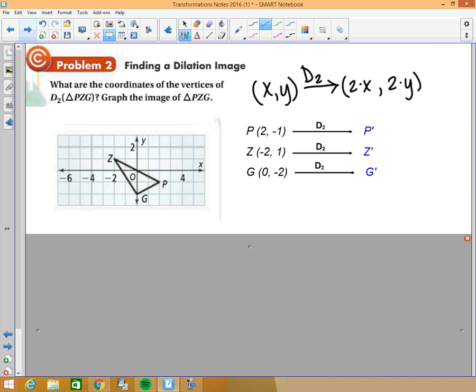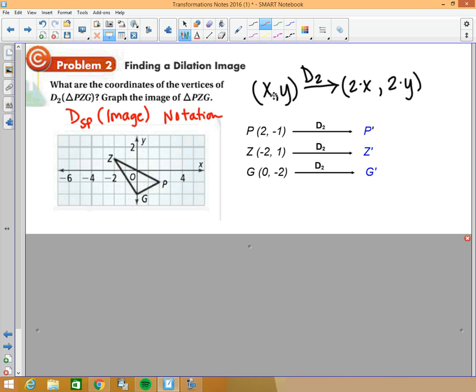Okay. Now, the other thing that we have to know from this section is how can I do it on a coordinate plane? And just like the other ones, we want to do one coordinate at a time. So if I'm going to dilate by a scale factor of 2, see the notation capital D, and then this is the scale factor right here, and then this is the image, whatever we're going to dilate. That's how we notate it. If I'm going to dilate triangle PZG by 2, this is what happens.